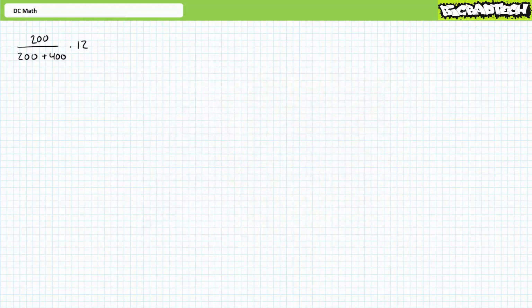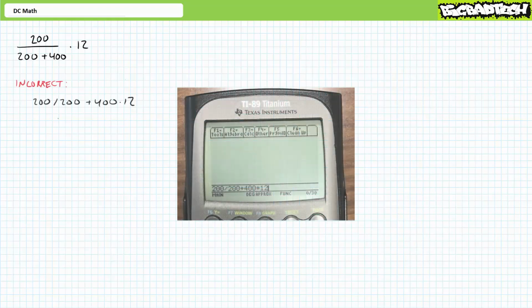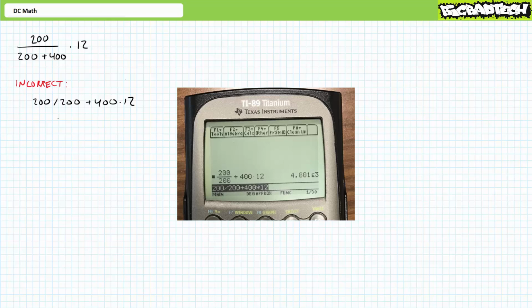Order of operations be damned, just enter the expression left to right with no indication of sequence. 200 divided by 200 plus 400 times 12. Press enter. The trap is sprung. The calculator returns 4.801E3, meaning 4.801 times 10 to the third or 1,000. Expressed using a base unit, let's pretend it's volts, this would be 4,801 volts. In proper engineering format, rounded to the tens place, we might express this as roughly 4.8 kilovolts.